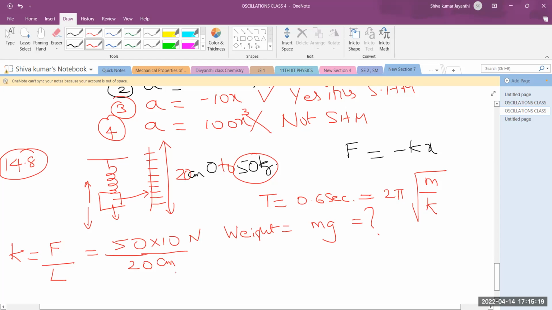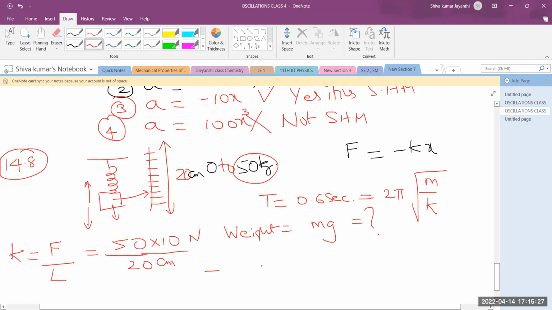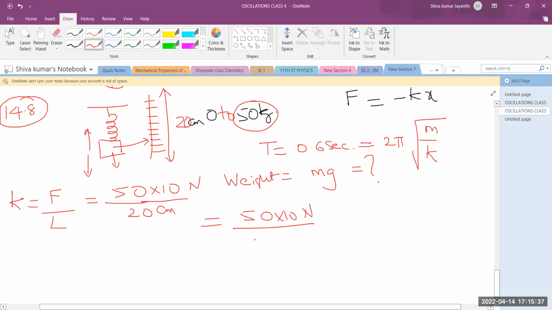So what we have to find is newton per centimeter. We cannot do a problem in centimeter, I told you. Convert that to meter. So 50 into 10 newtons, because kg meter per second square is newton, by 20 centimeters which is 0.2 meters. So now it's the correct unit. 50 into 10 is how much? 500.